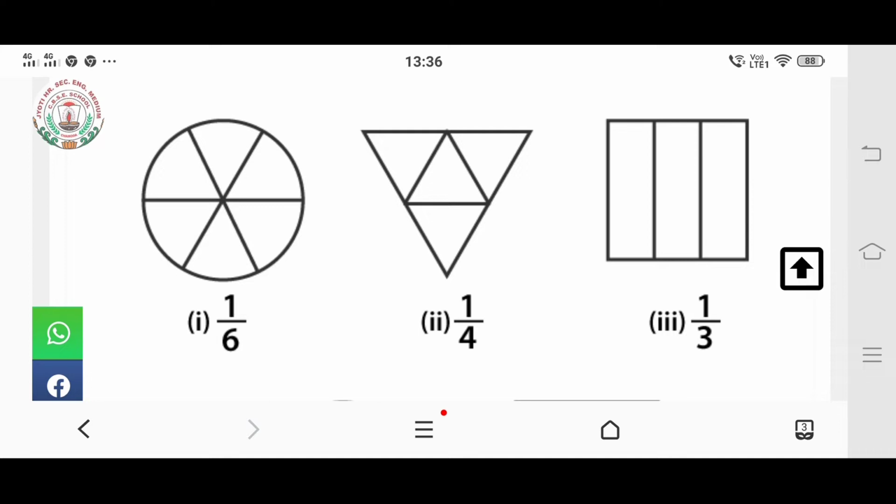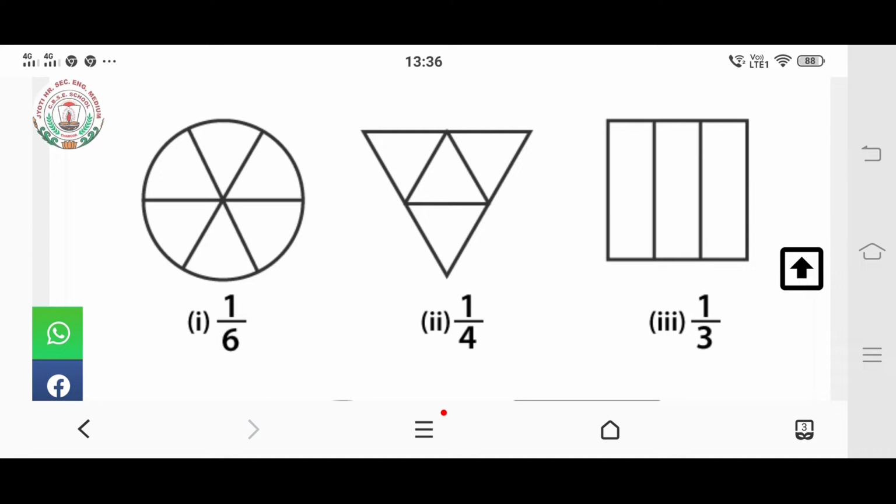You have to color only one part. So only one part we have to color. Any of the parts, any of the sides you can just color. Only one part you have to do. Same way 1 by 4, out of these 4, one part you have to shade. Any of the 4 triangles, only one triangle you have to shade.